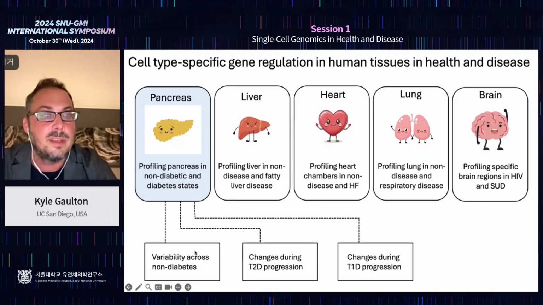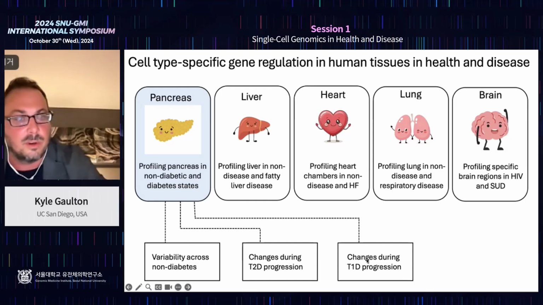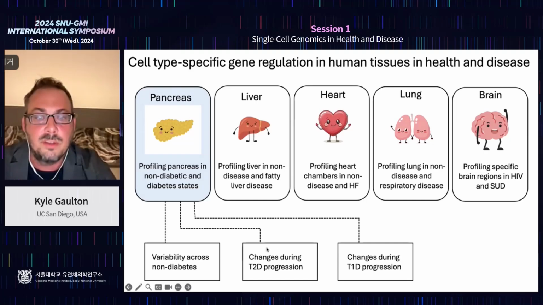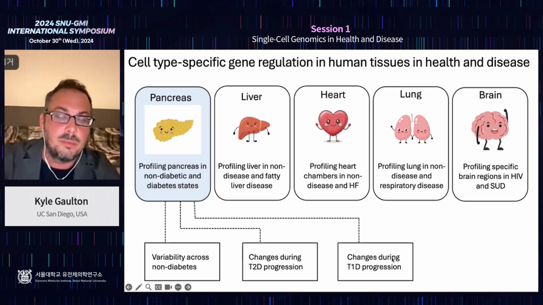In the pancreas, there are three things I want to touch on in terms of how this expanded profiling has informed our understanding of the pancreas and how it's regulated and its role in disease. One is by looking at variability in regulation across non-diabetic individuals, so in physiology. Two is changes that are occurring in type 2 diabetes progression, and three, changes that occur during progression to type 1 diabetes.